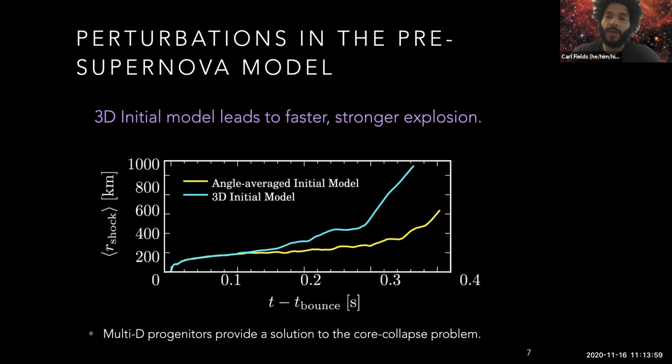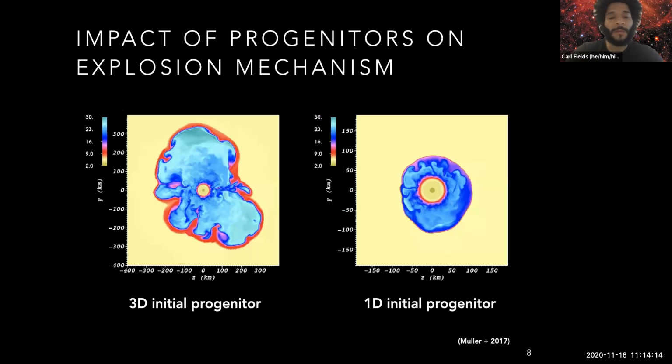And so this is pointing to that same question or solution that we suggested earlier: if you use these 3D models, they give you a more accurate description of the situation before core collapse, which then leads to a successful explosion in most cases.